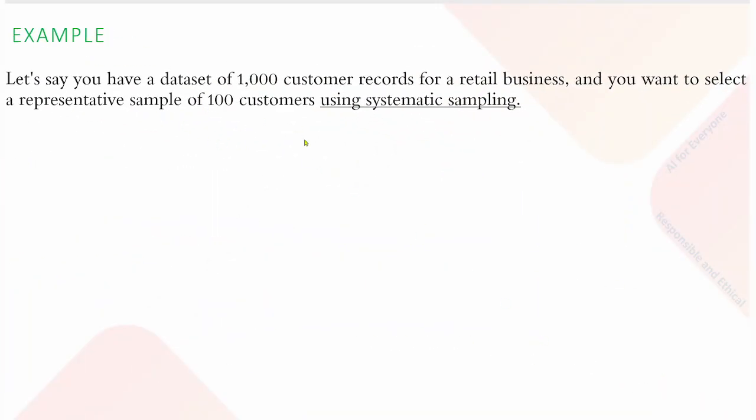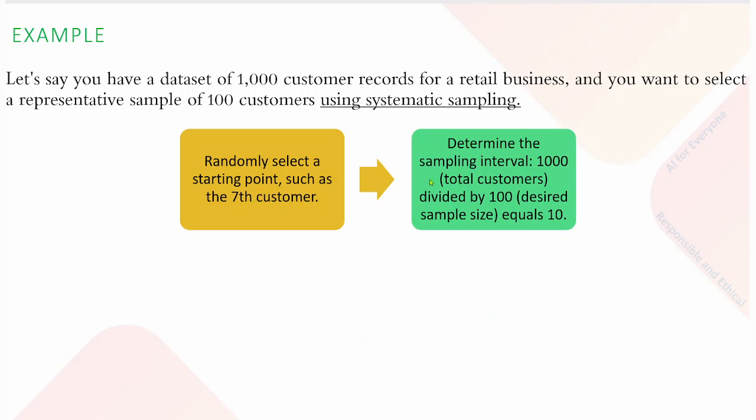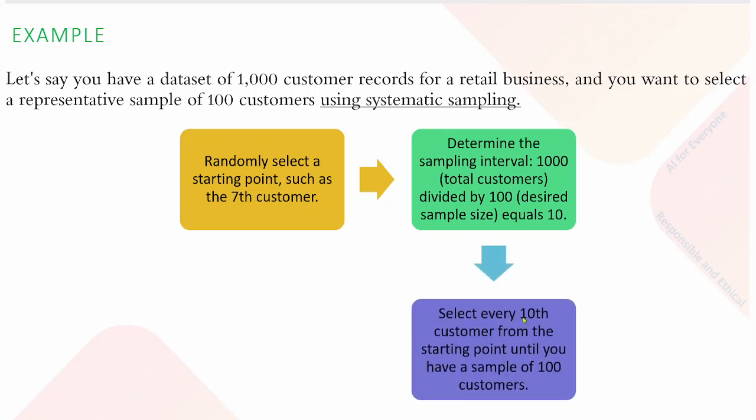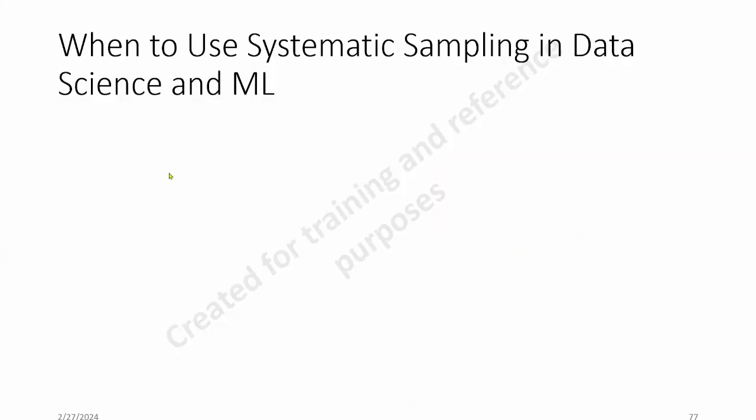This is another illustration of systematic sampling. Randomly select the starting point; let's say we are interested in picking the 7th customer. Determine the sampling interval, which is 1000 total customers divided by the sampling size of 100. That's the interval, so we select every 10th customer. That essentially means customer number 7, 17, 27, 37, until you reach 100 customers. So this is systematic sampling.